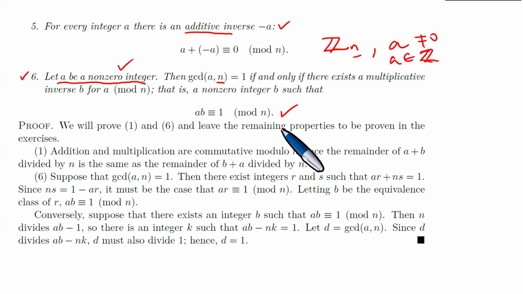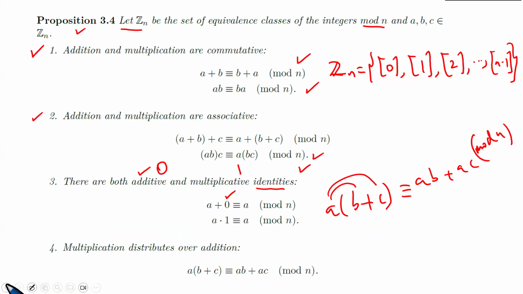Okay, we sort of get the point. We can give examples, which become the best way to see this. We shall look at examples of this. We will prove 1 and 6 and leave the remaining properties to be proven in the exercises. That's okay, right? What is 1, for example?